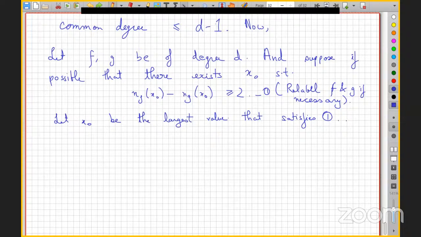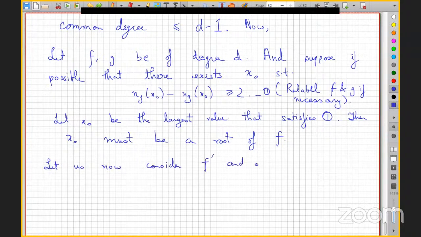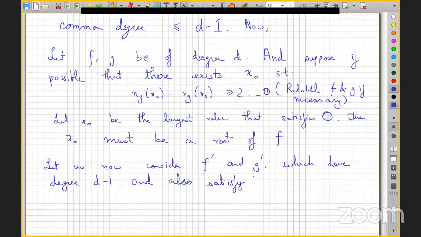So x naught must be a root of f. Now let's look at the derivatives. Let us consider f prime and g prime, which have degree d minus 1. And they also satisfy lemma star, right? Why? Mean value theorem, or Rolle's theorem: between any two consecutive roots, you can find a root of the derivative.